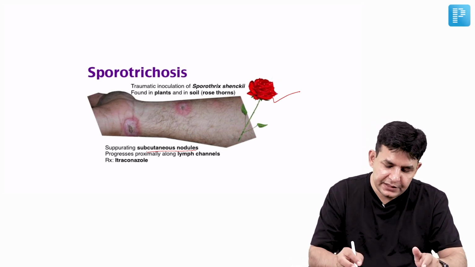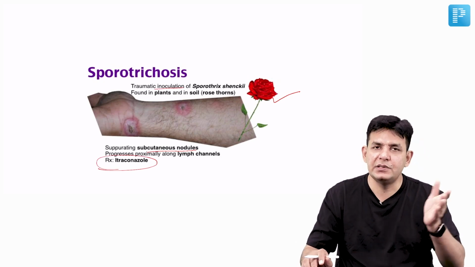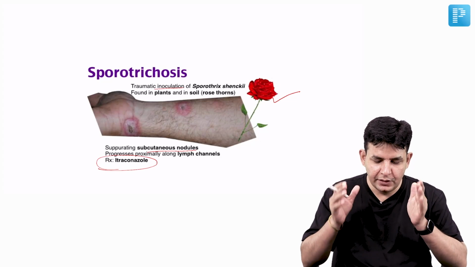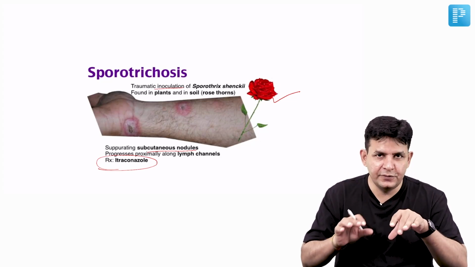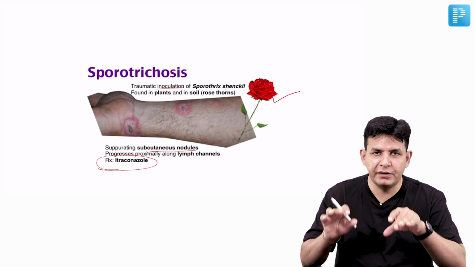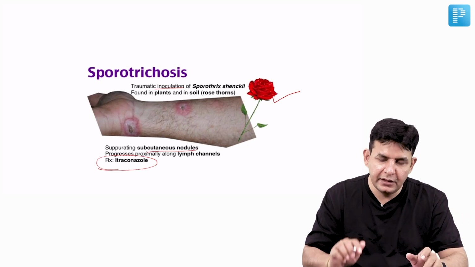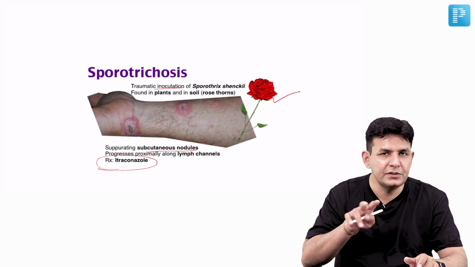It is a dimorphic fungus. Traumatic inoculation happens, and the treatment of choice is itraconazole. Okay, so this particular picture will help you to focus and keep in memory that the causative organism is Sporothrix schenckii, which is a dimorphic fungus having both mold and yeast forms, and this picture will show up in your mind, reminding you what you need to focus upon in sporotrichosis.